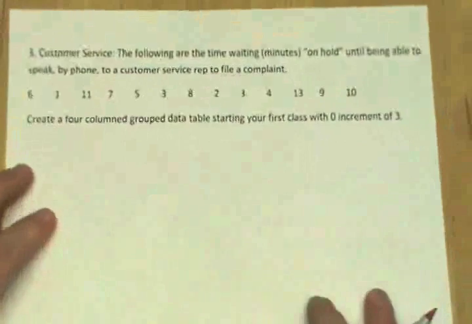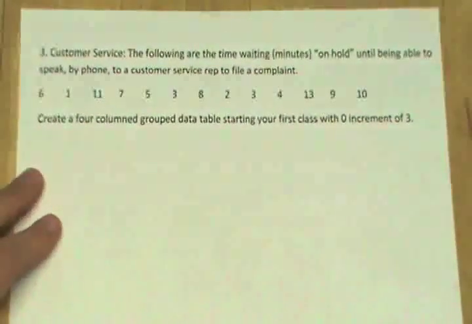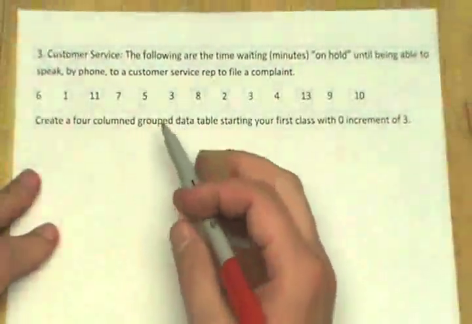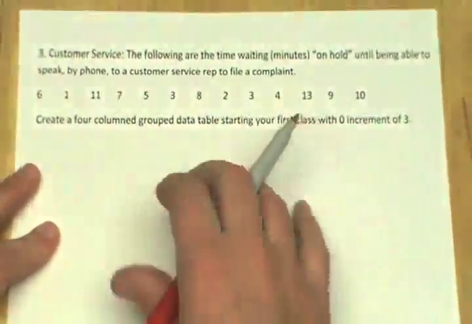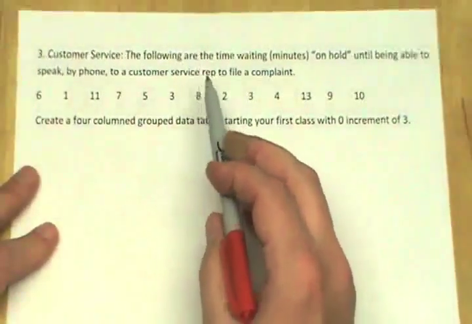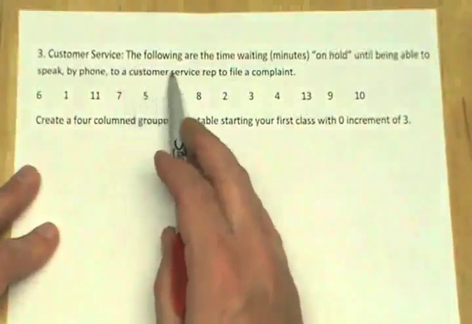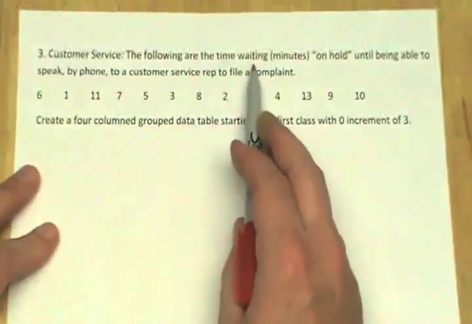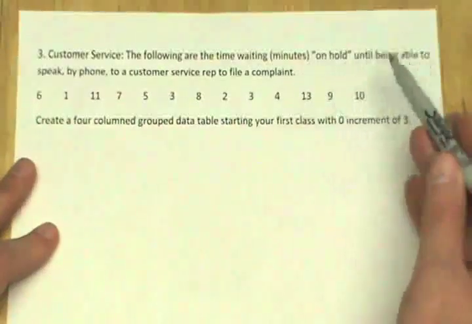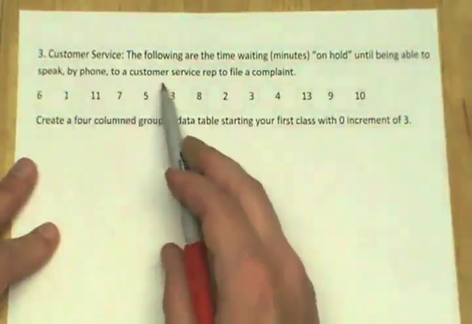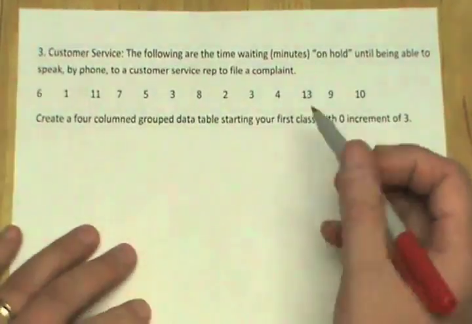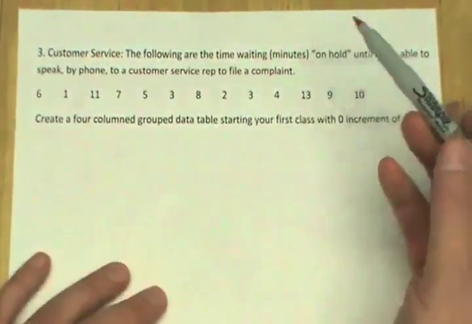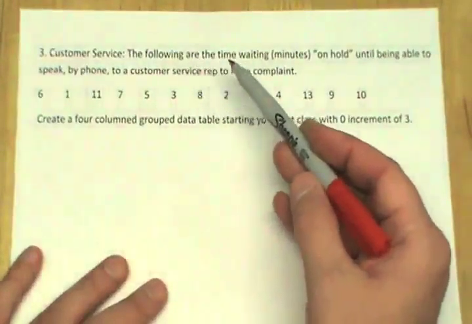So here's another example. So here's number three. Let's do a customer service problem. Again, we're trying to do descriptive statistics, make things nice and easy to read, in pretty form. So customer service. The following are the times it took you to wait in minutes on hold until being able to speak by phone to a customer service rep to file a complaint. So in filing a complaint, you're still on hold. So I guess that's part of the complaint also. But these are the waiting times.